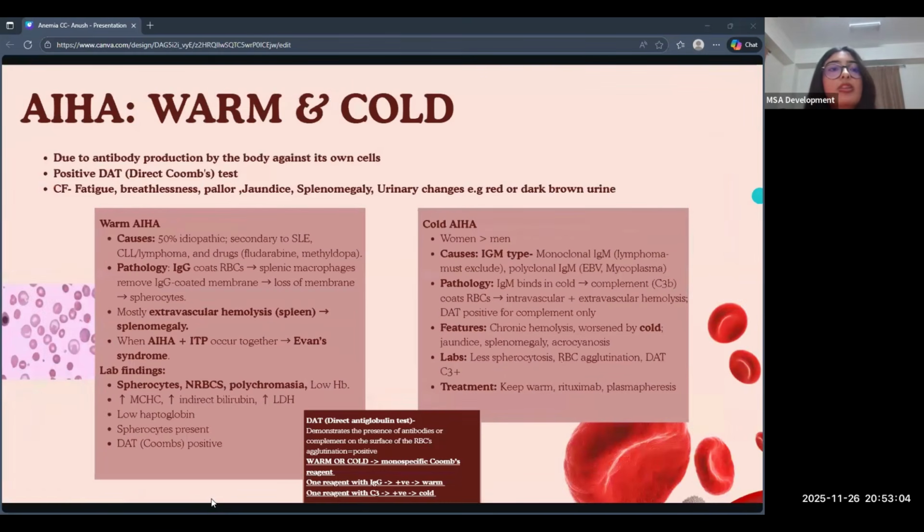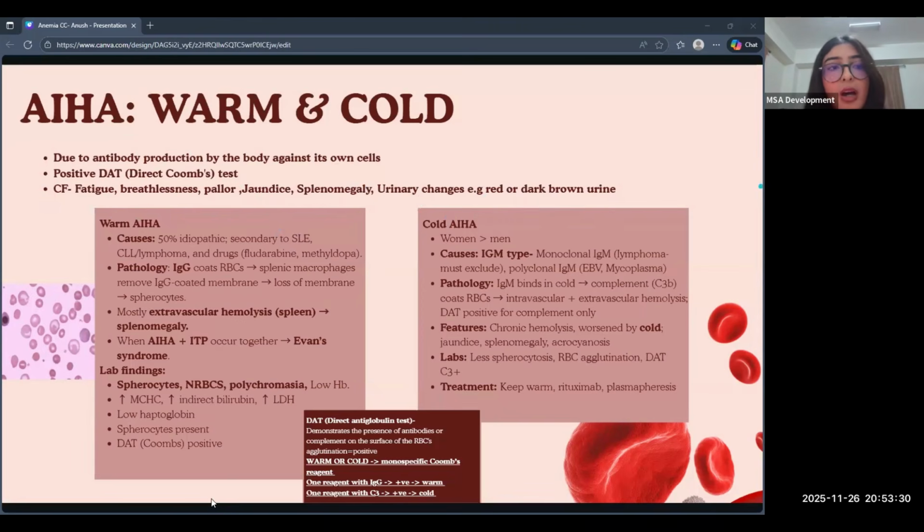Okay, now let's talk about autoimmune hemolytic anemia. Now, this is basically an autoimmune process. There's an antibody production against its own cells, okay? One thing I want you to remember is it has a positive DAT, okay? Positive DAT in AIHA. The clinical features are similar. So we have fatigue, pallor, jaundice, splenomegaly, and hemoglobinuria, causing red or dark brown urine.